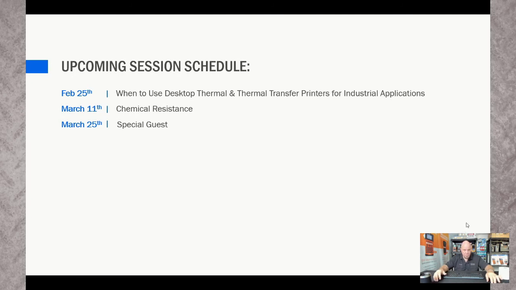We're going to do March 11th, the chemical resistance. Like I said before, I'm going to use every type of chemical that I know that potentially has the wherewithal to really get through our laminated system, and we're going to test that out to the max. March 25th, I'm going to have a special guest to be determined. You'll know this name, but we'll get back on a name for that.